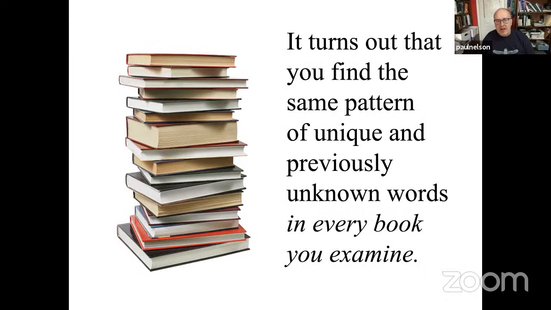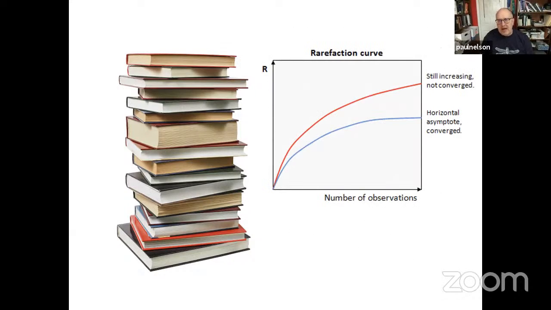Now, it turns out, as you go through the library sampling randomly, you find the same pattern of unique and previously unknown words in every book you examine. That's why the library is so remarkable. And you plot a curve.